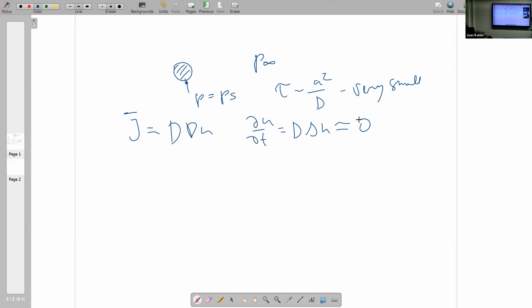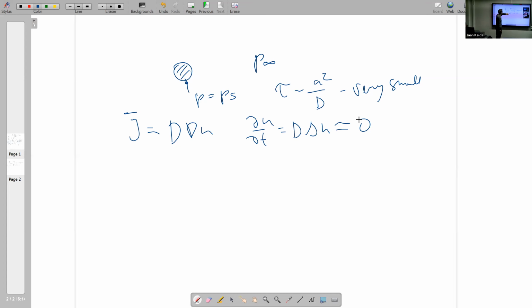And now for a Laplace equation in 3D, you know the solution, right? What might be the solution for the Laplace equation in 3D? In this spherically symmetrical case, we have the same thing as I wrote here for pressure.